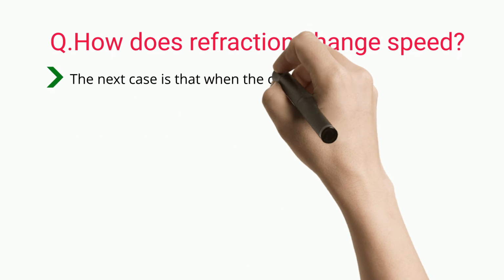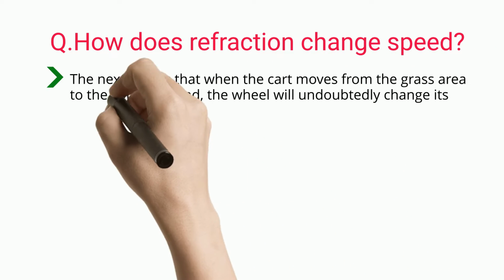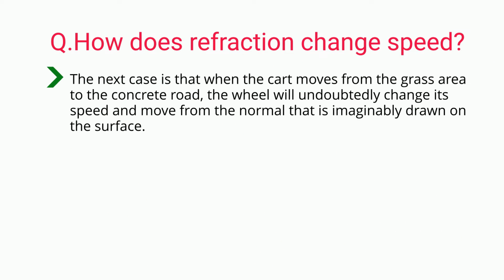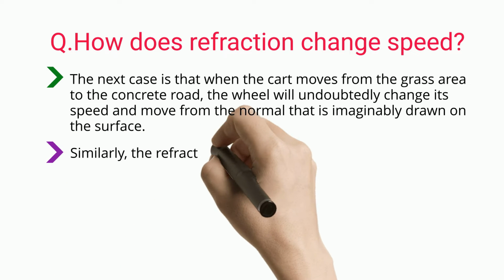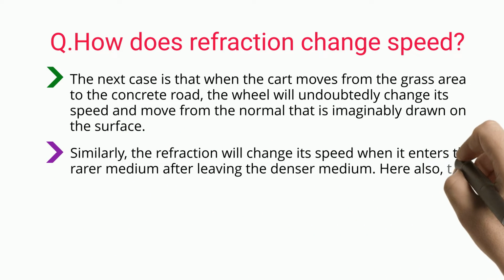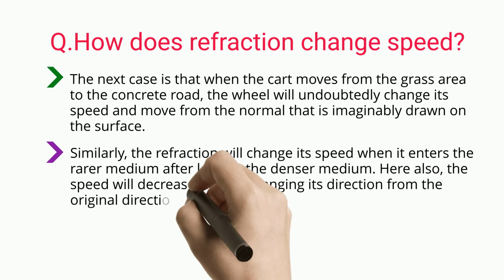The next case is that when the cart moves from the grass area to the concrete road, the wheel will undoubtedly change its speed and move from the normal that is imaginarily drawn on the surface. Similarly, the refraction will change its speed when it enters the rarer medium after leaving the denser medium. Here also, the speed will decrease since it is changing its direction.